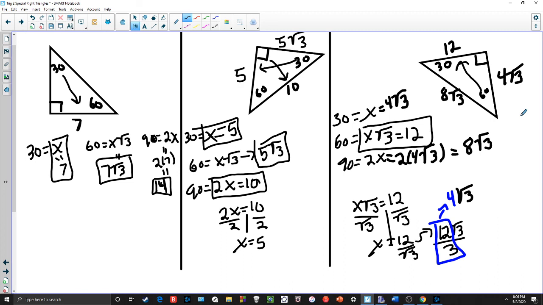So again, the 60-degree side is a little bit messier because you have to divide by root 3, which again is not a nice number, and then you have to kind of backtrack to figure out what your 30-degree side is, what your 90-degree side is. But again, it's just as doable as the others.